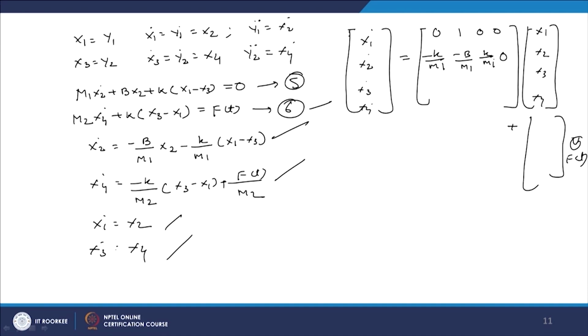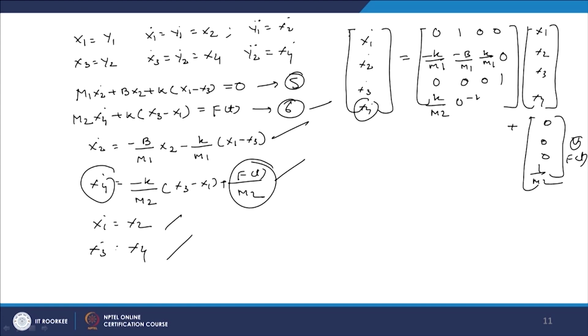Similarly we write the elements of x3 dot. x3 dot equals x4, so we can write 0 0 0 1. And lastly the elements of x4 dot: these elements are concerned with the force f of t. So first of all we have 0 0 0 for the remaining states, and particularly for x4 dot we can write directly 1 by m2. Now about the other elements we can write k upon m2, 0, minus k upon m2, 0.